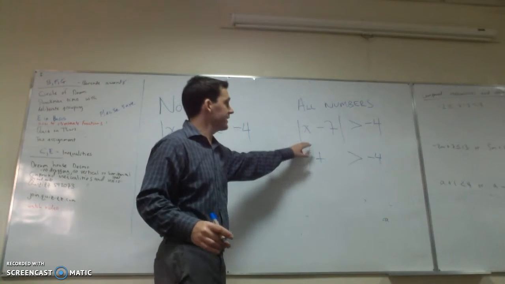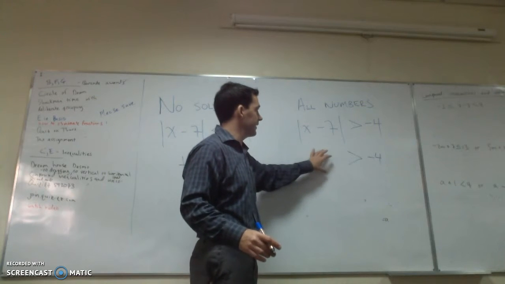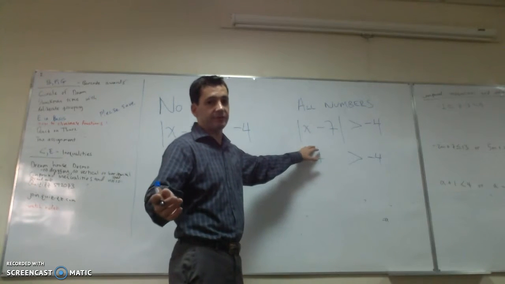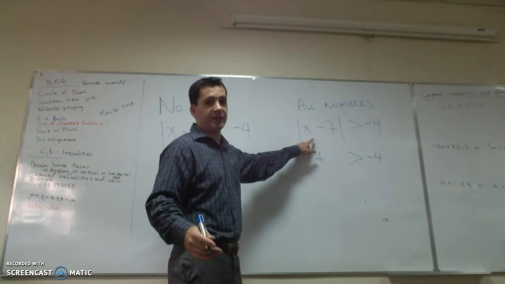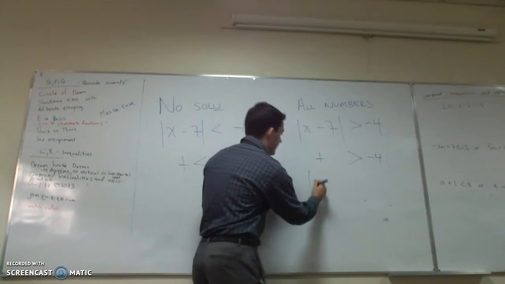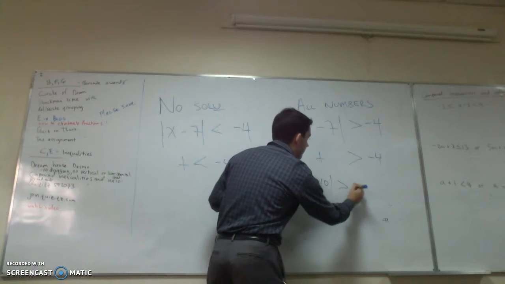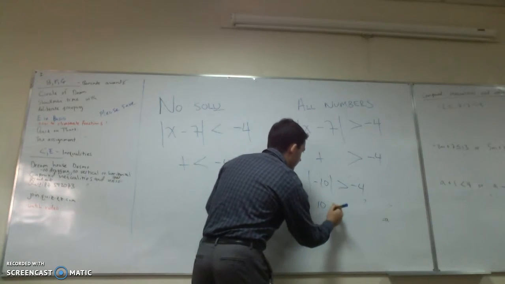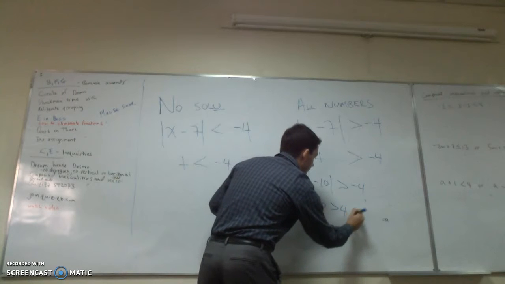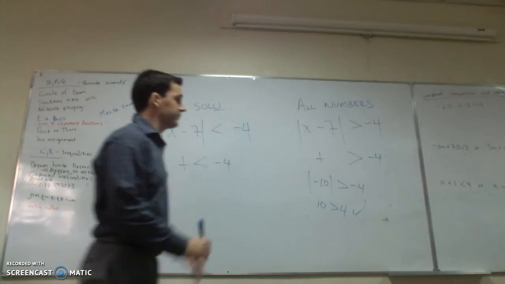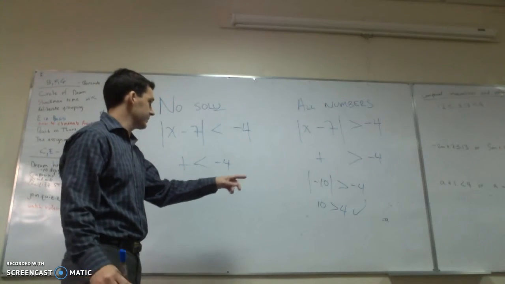So with this one, any number we put in for x, whether it be a negative or a positive, when we take it out of the absolute value sign, it's going to be positive. Let's say negative 3, for instance. Negative 3 minus 7, we get negative 10. The absolute value of negative 10 is 10. So we get 10 is greater than 4. Yes, that checks out. 10 is definitely bigger than 4. Anything we put in here is going to be bigger than 4.